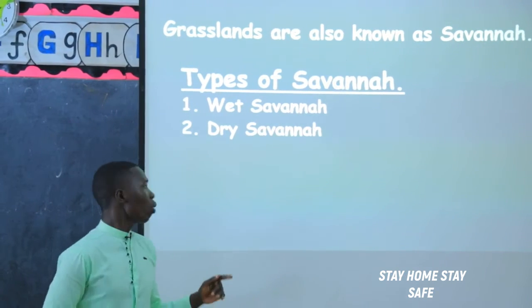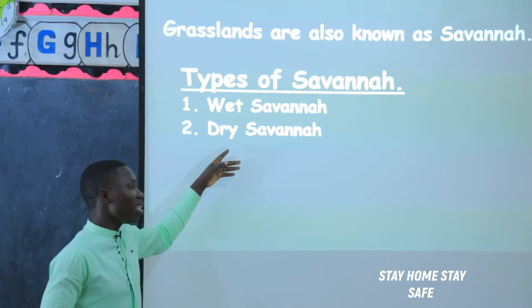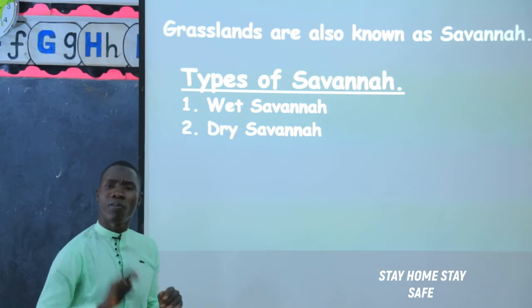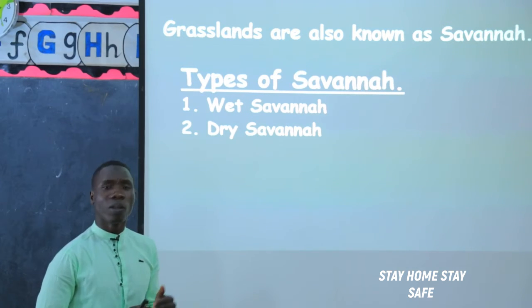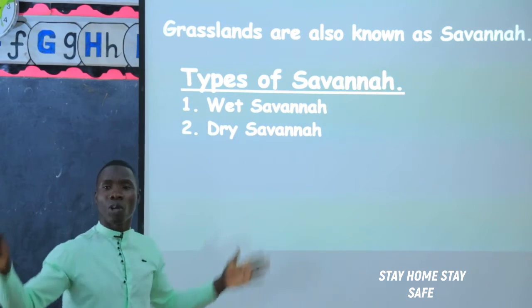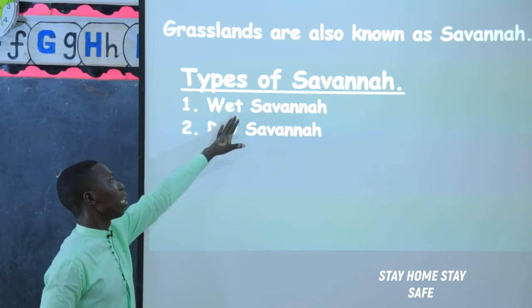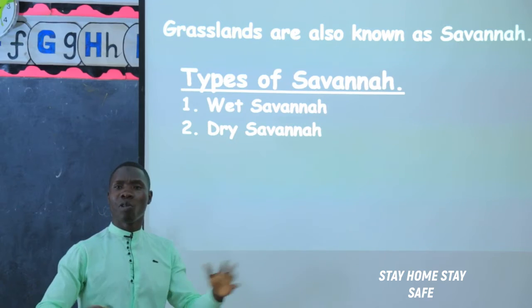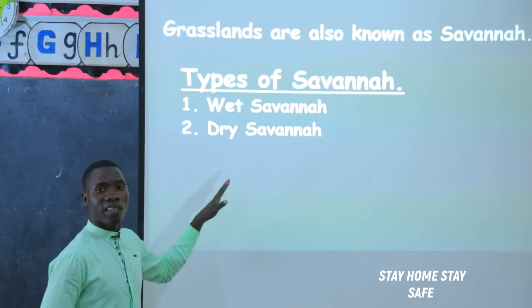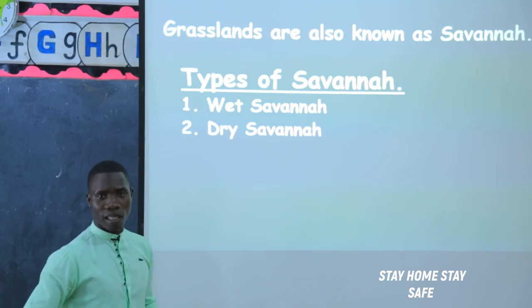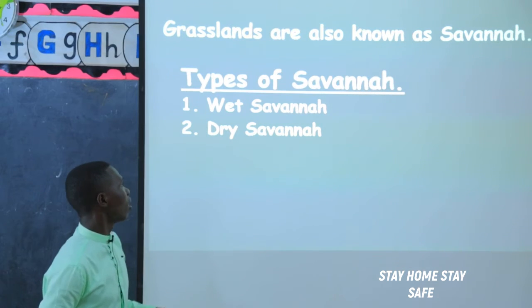So we also have the dry savanna. This dry savanna is next to places that do not receive a lot of rainfall. So the grass may not be very tall as the one in wet savanna. In wet savanna, you can find many trees, but here you find scattered trees, very few trees with only grass. That is now dry savanna.